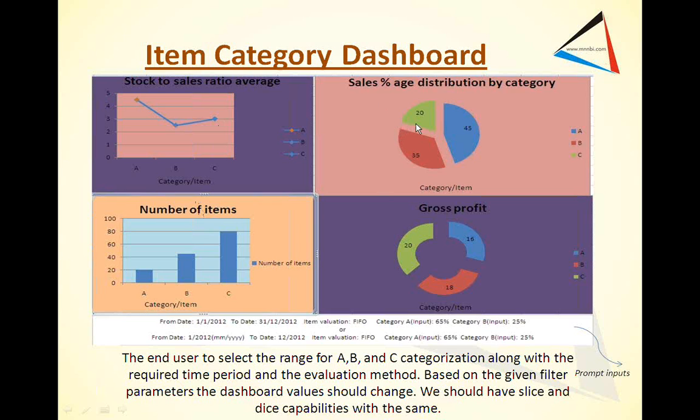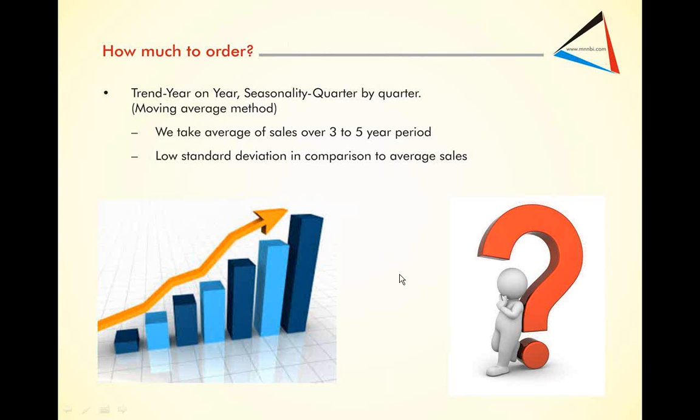Then similarly, I have the sales percentage distribution by category, that means at category and then the item. Then I have the number of items, A, B, and C again, and then similarly the gross profit. Then how much to order?